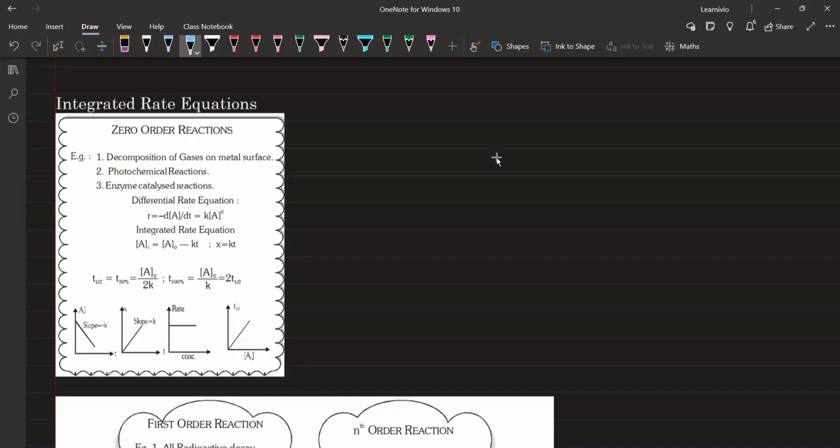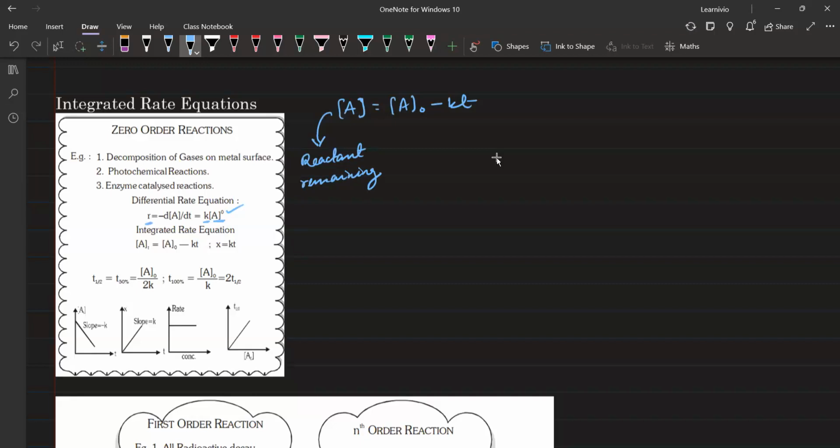So for the zero order reaction, the rate is equal to the rate constant times the concentration of the reactant to the power 0. That defines the zero order reactions. The integrated rate law equation, once you integrate it, becomes A equals A naught minus KT. It is very important to remember that this A is actually the reactant that is left, the remaining amount of reactant.